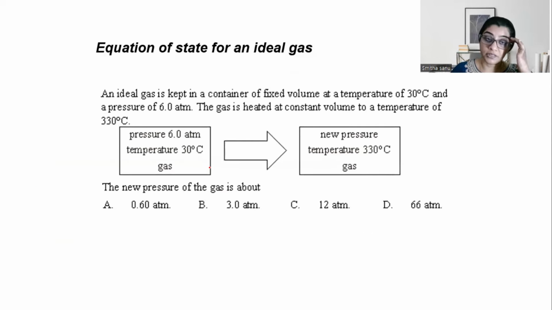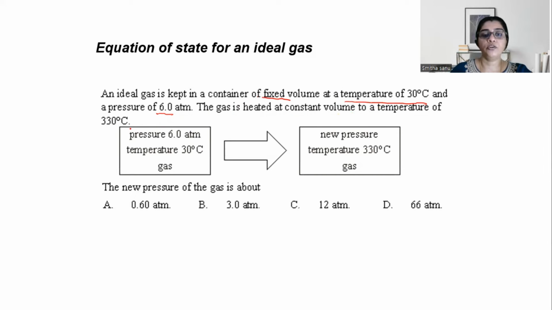Let's look at a question. The question tells you that an ideal gas is kept in a container of a fixed volume. The temperature is 30 degrees Celsius and the pressure is 6 atmospheres. The gas is heated at constant volume to a temperature of 330 degrees Celsius.